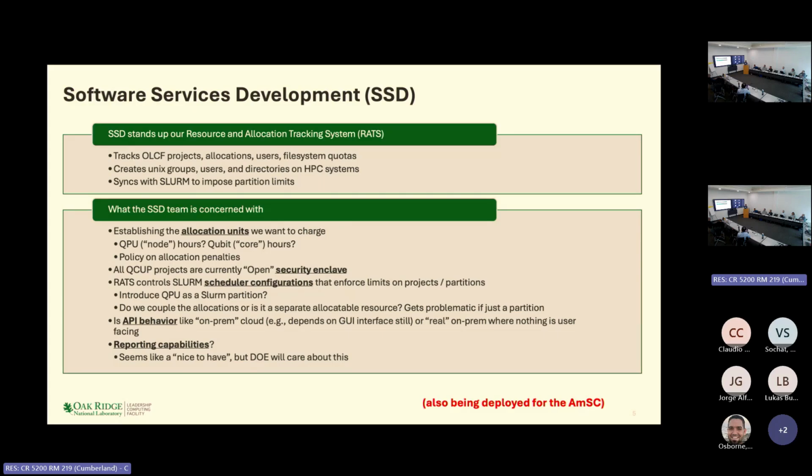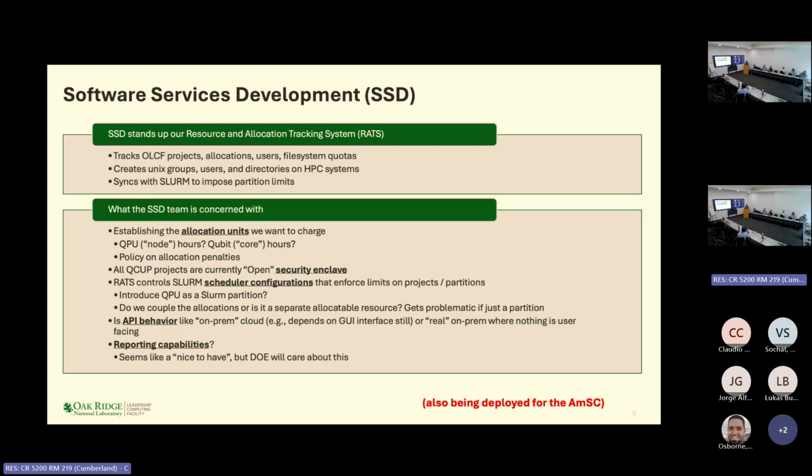On the HPC side, at least at our center, we don't turn people off. If they were allocated a 10K allocation and they hit 10,001, they are not turned off. They're just penalized in the queue on Slurm. So we have to think about that.